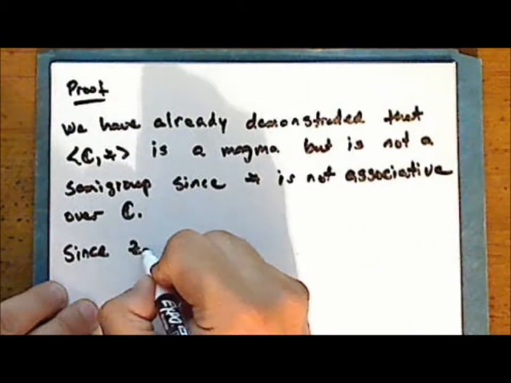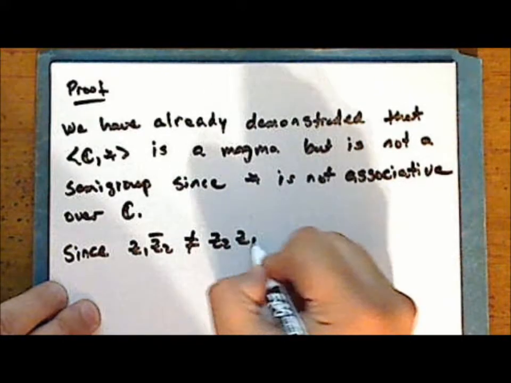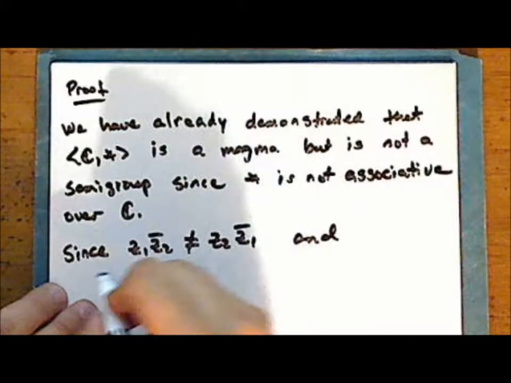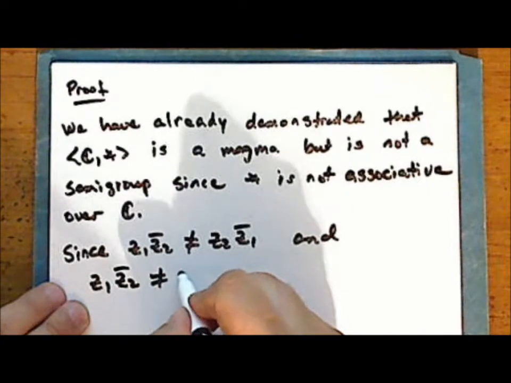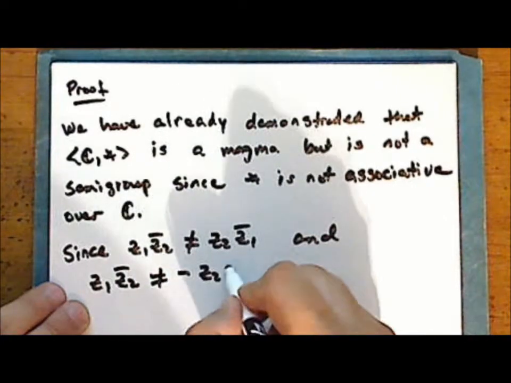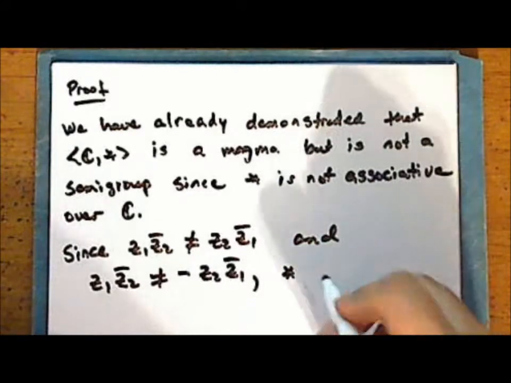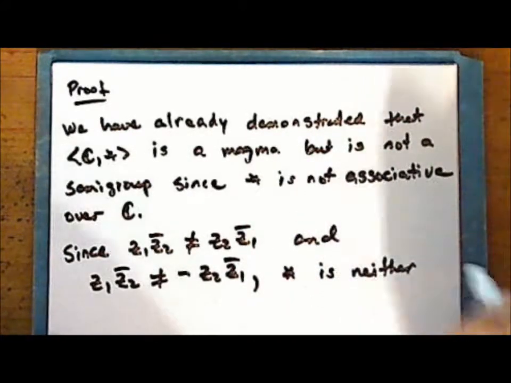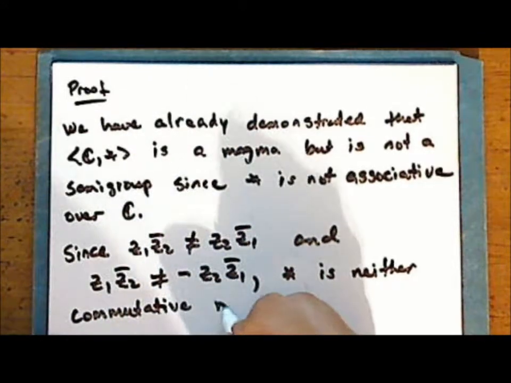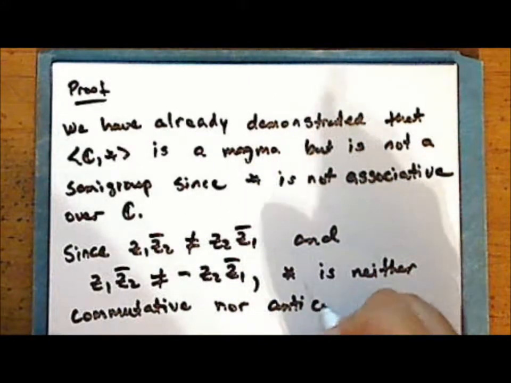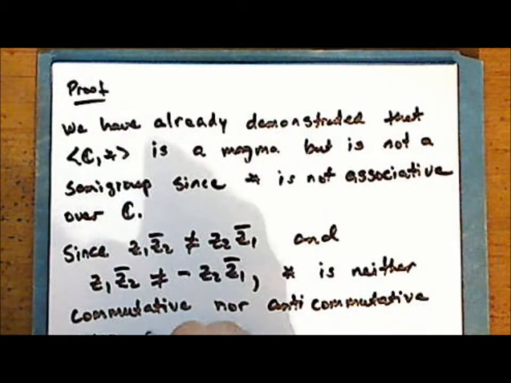And since z sub 1 times the conjugate of z sub 2 is not the same as z sub 2 times the conjugate of z sub 1, and the product of z sub 1 with the conjugate of z sub 2 is not the same as the negative of z sub 2 times the conjugate of z sub 1, the operation star is neither commutative nor anti-commutative over the complex numbers.